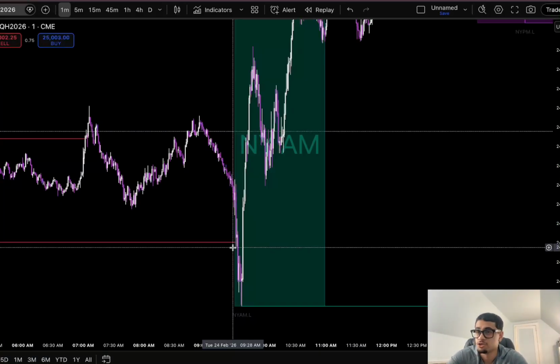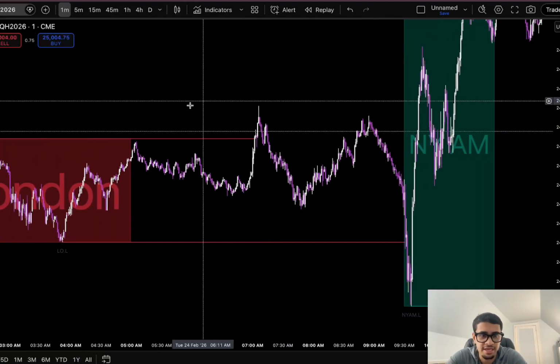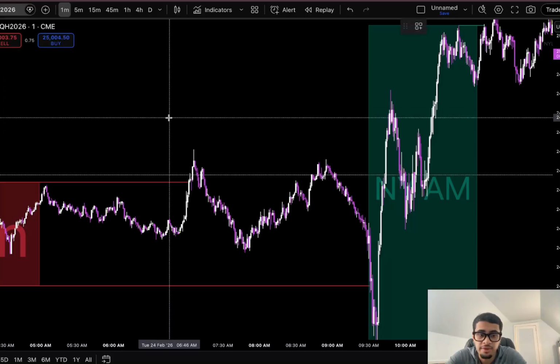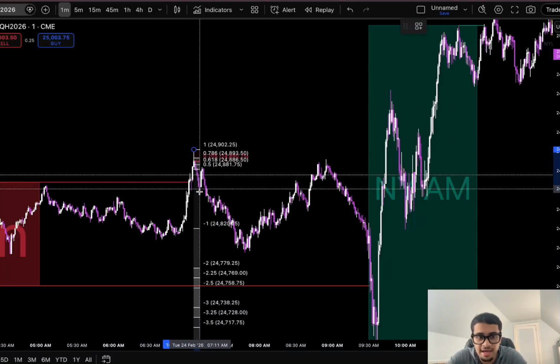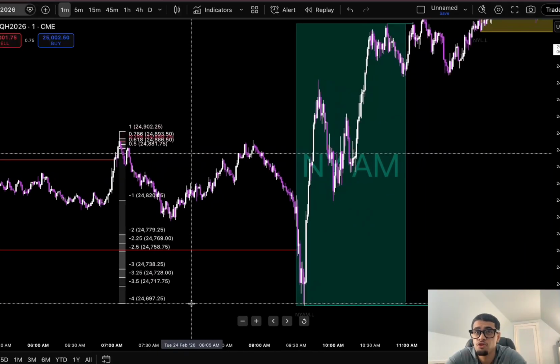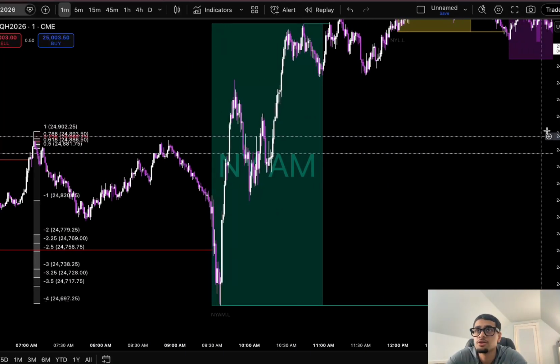This was from Tuesday this week, right? As you can see, London did its thing, right? We swept London high. At the highest point, we have a displacement leg. We pull back as you can see, and we draw this wick to wick, guess what happens? What does -4 give us? The whole reversal, the bottom of the day. Look at how many points that is.